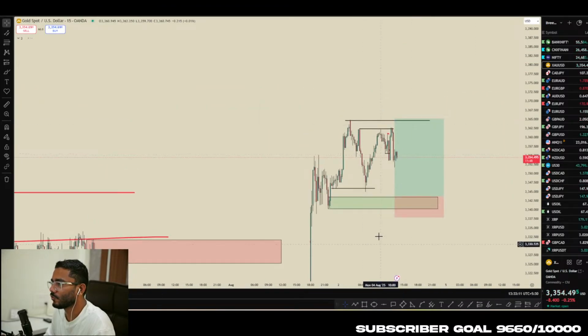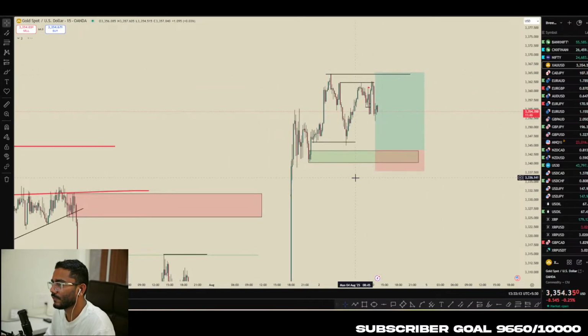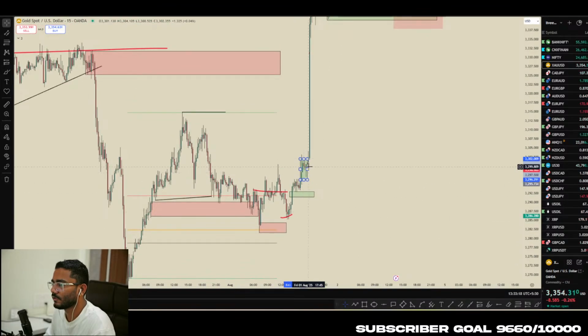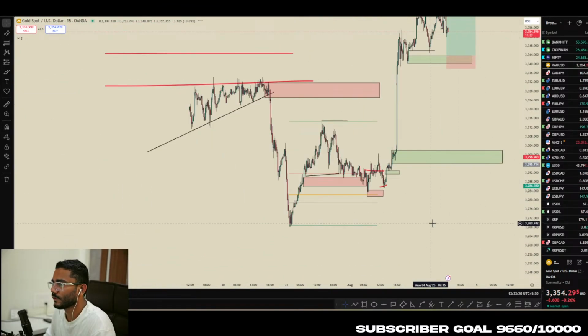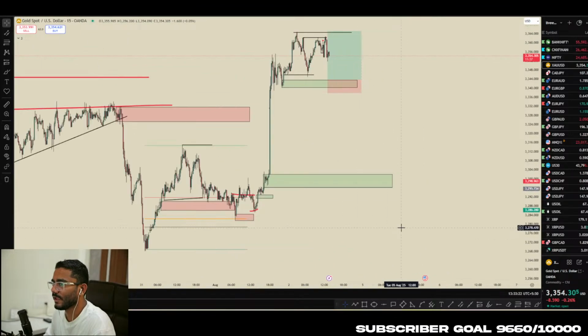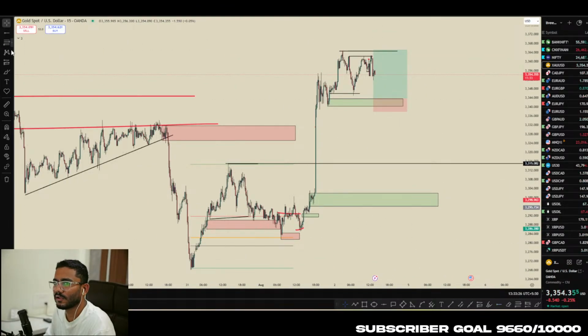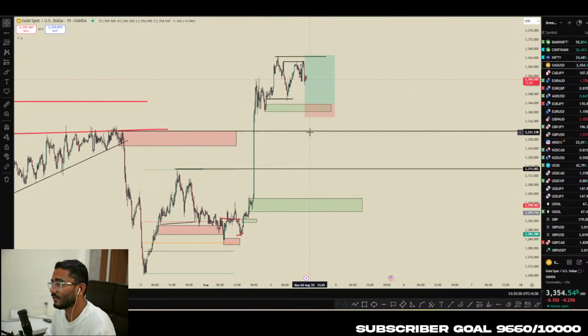On gold, we have two areas. First is this one, and second, we have this order block like this one, which gave us a breakout structure. So what price can do is it can tap these previous highs like this one and this one, and it will act as a support or resistance, and it can continue.